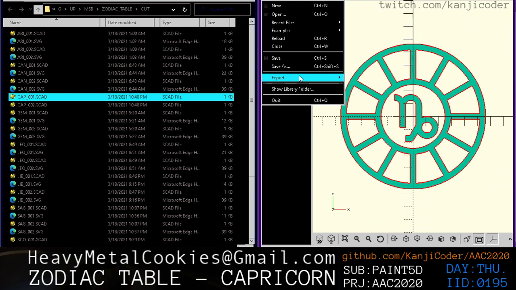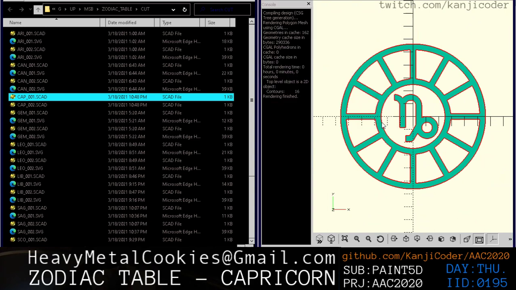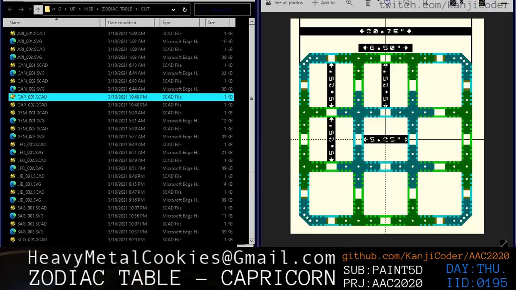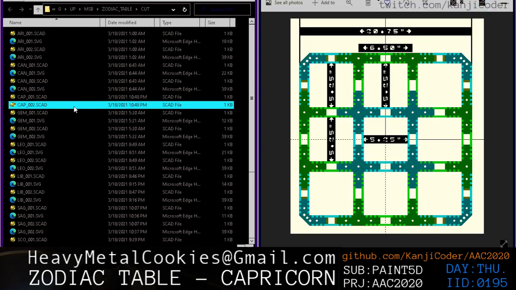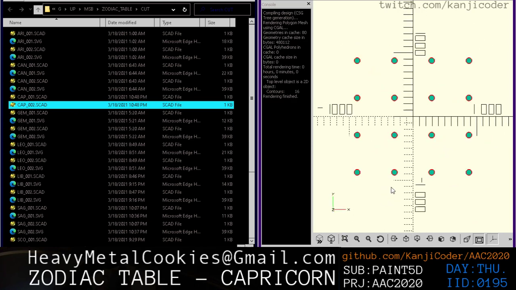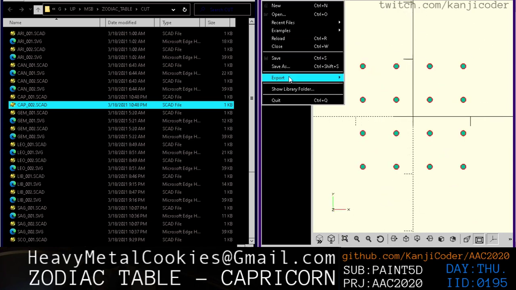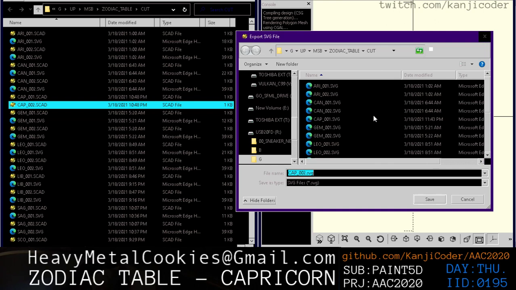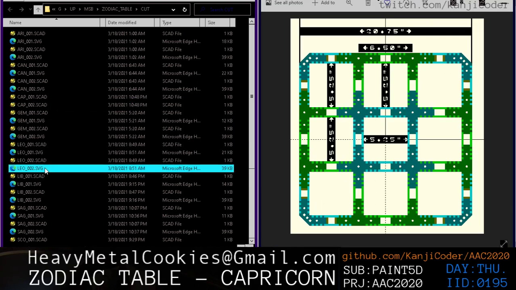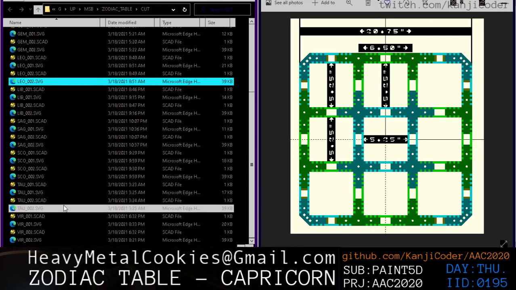Okay, so File, Export as SVG, and cap001.svg. Save it. Okay, we'll close this now. We'll go to the second file, which is just the peg holes, and we'll render those just for consistency. File, Export as SVG, and this is Capricorn002.svg. Okay.